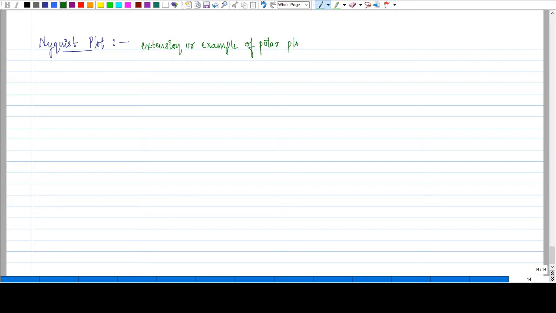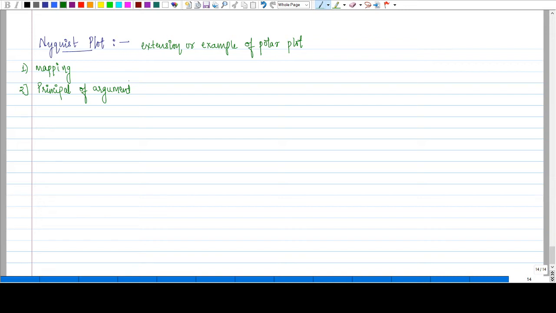To understand the Nyquist plot, there are two important rules or concepts that we need to understand. The first one is the mapping, and the second one is the principle of argument. Your Nyquist plot is based on these two concepts, the mapping and the principle of argument, which are the foundation of the Nyquist plot. So first we will understand the mapping.